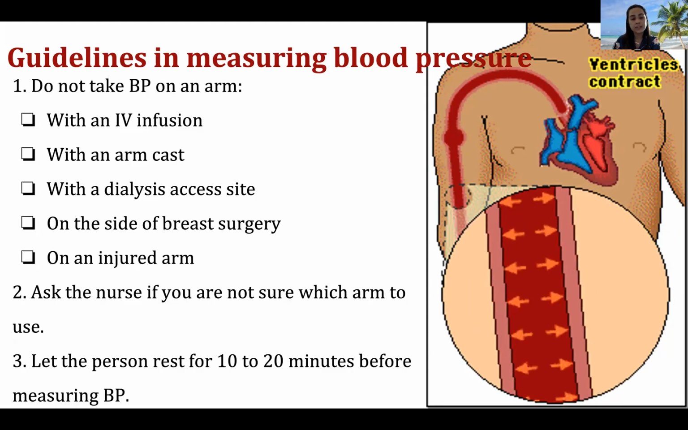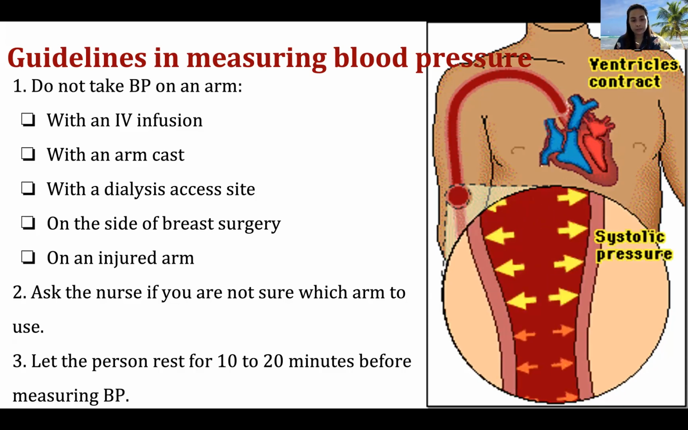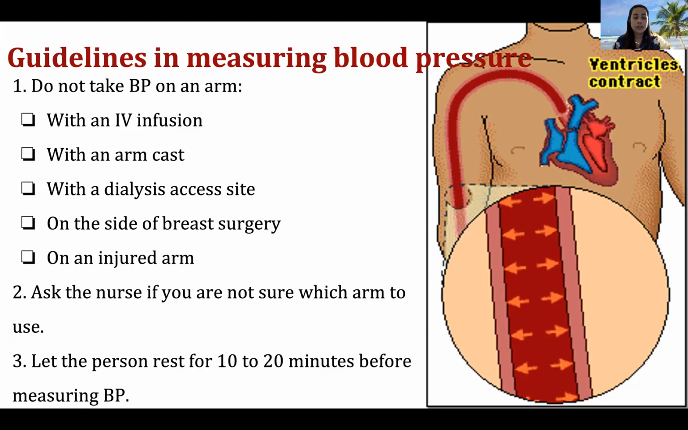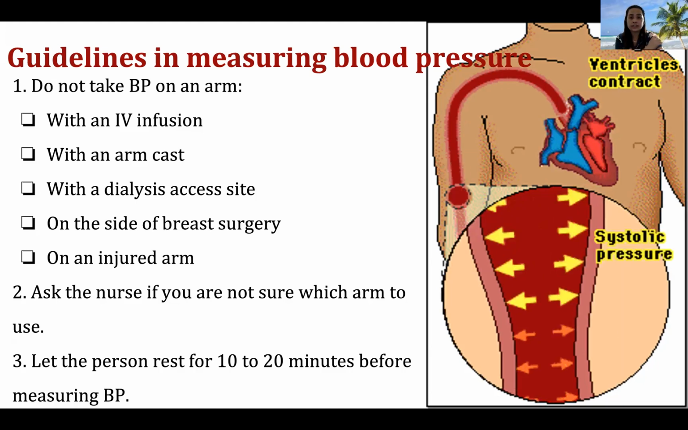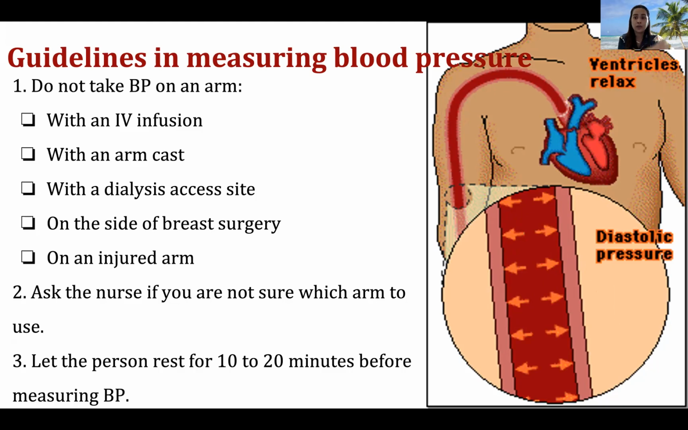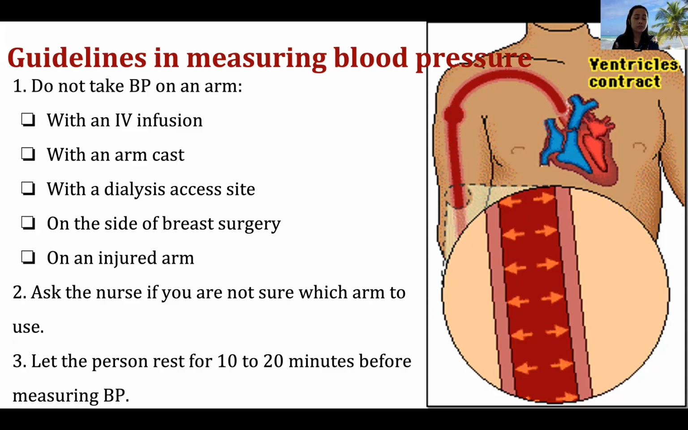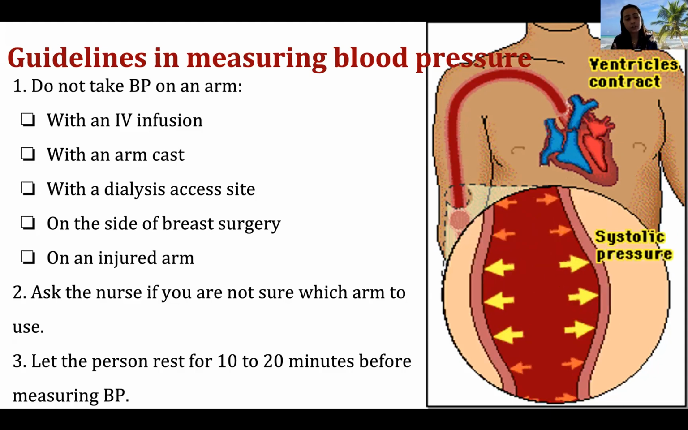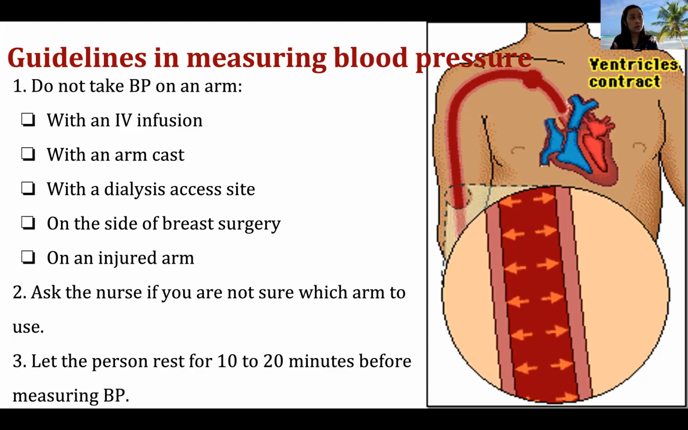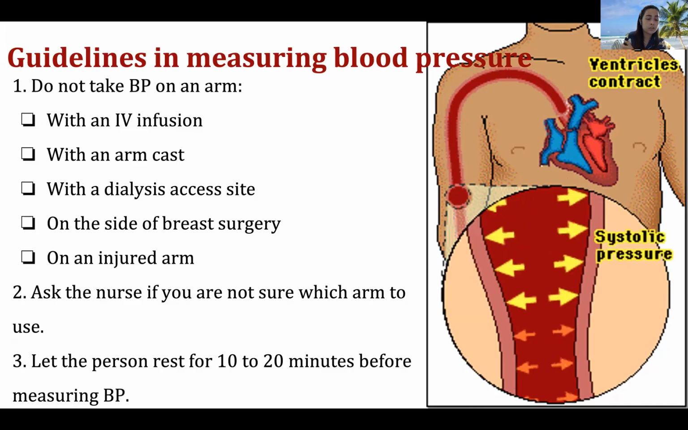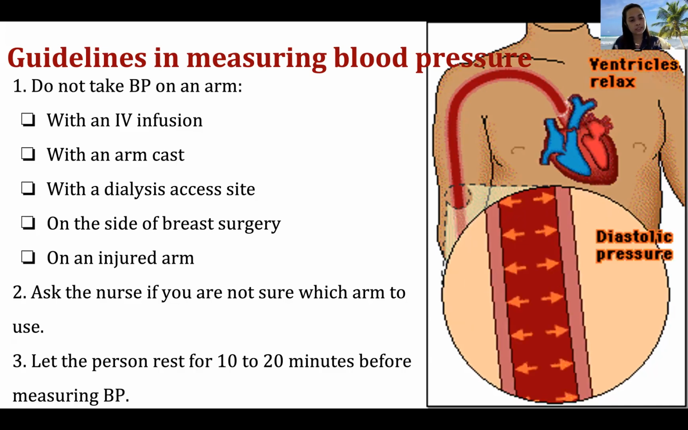On the side of a breast surgery, if you have had surgery on the left breast, for example, don't take the blood pressure on the left. What will happen? You will have lymphedema. The site where you put the blood pressure cuff will swell. So don't put it there; put it on the opposite side. On an injured arm, if you have a fracture, or if you have weakness like left-sided weakness, don't put it on the left side, put it on the right side, the opposite side.